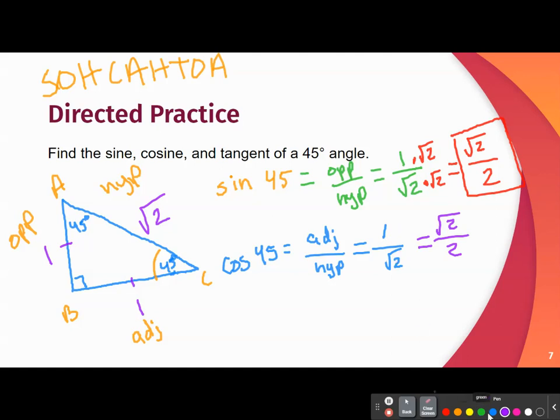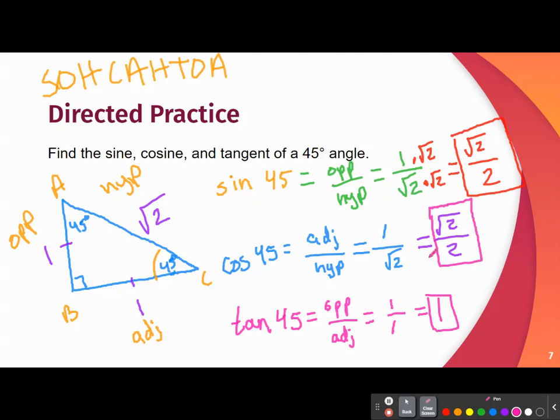All right, now let's do tangent of 45 degrees. Roland, what's the formula for tangent? Opposite over adjacent. Opposite over adjacent. So Sydney, what would that look like? 1 over 1. And what does that reduce to? 1. There you go. All right, we got one more directed practice problem, but before we move on, what questions do you have for me?